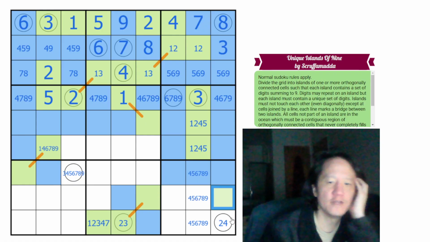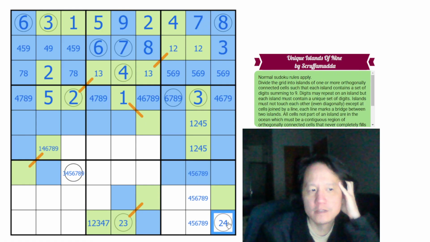So, if this is 2 as an island, this has to be an ocean, right? Because this has to be island here. If this is 2 as an ocean, this has to be ocean because it's 2 ocean here. If it's 4 ocean, this is an ocean. So no matter what, this is an ocean.